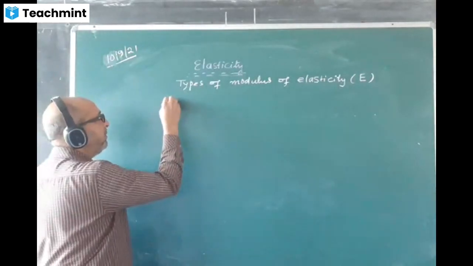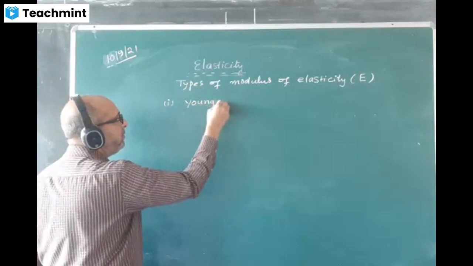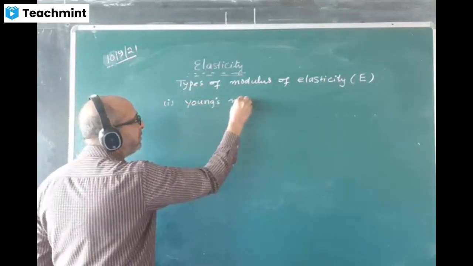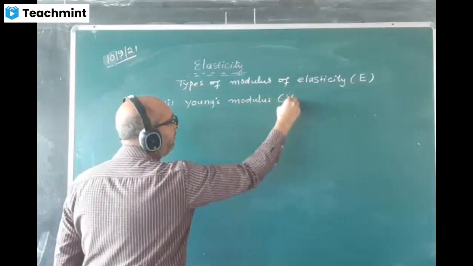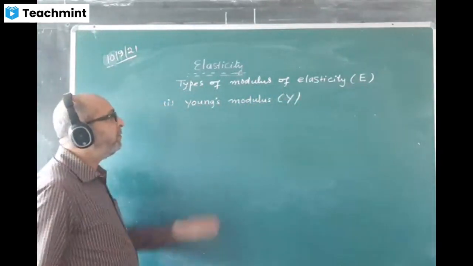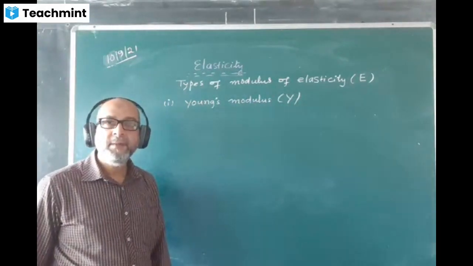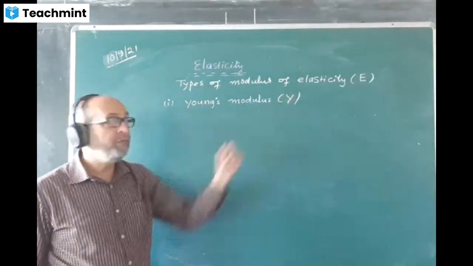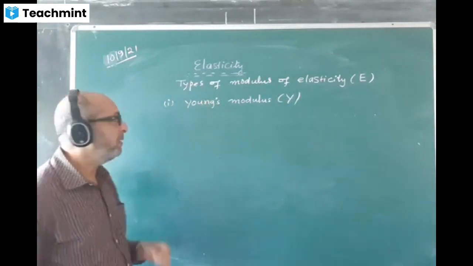Number one. First one is Young's modulus. Young's modulus of elasticity denoted by Y. Okay. Any kind of modulus will be the ratio of stress to the strain. Stress by strain will be the value of E. And all are actually ratio of stress to the strain.